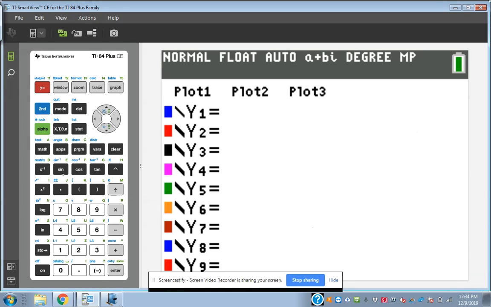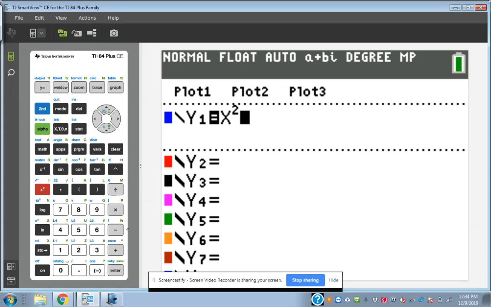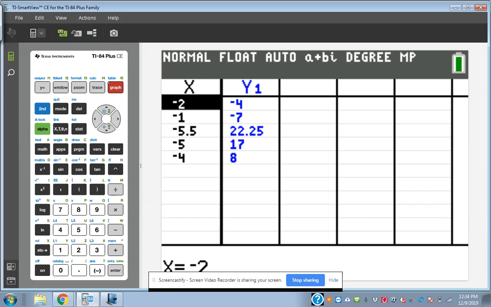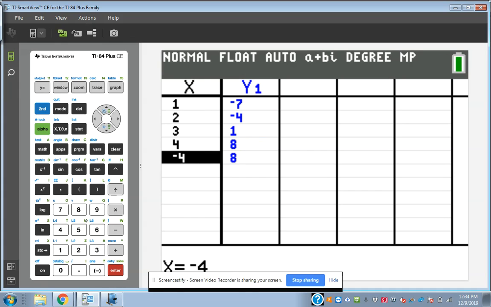I'm going to go to y equals, and I'm just going to type in x squared minus 8 into the y equals menu. And then I'm going to hit second graph. And now I'm going to type in 1, enter, 2, enter, 3, enter, 4, 5, 6, 7. That finds me the first 7 terms of that sequence. Because it's an explicit formula that I can do that.